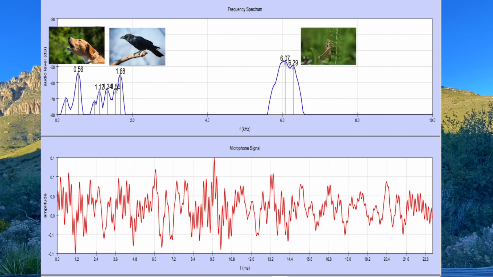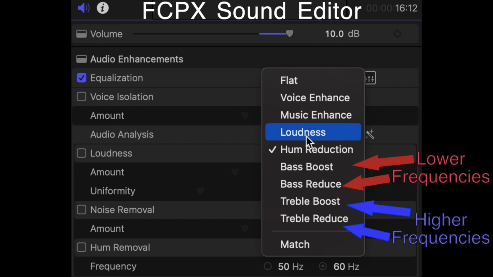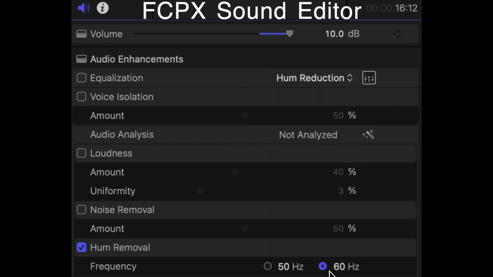This frequency analysis of the sound you just did is often used in sound editing and mixing, where it's sometimes necessary to increase, decrease, or eliminate completely the sound related to a certain frequency.